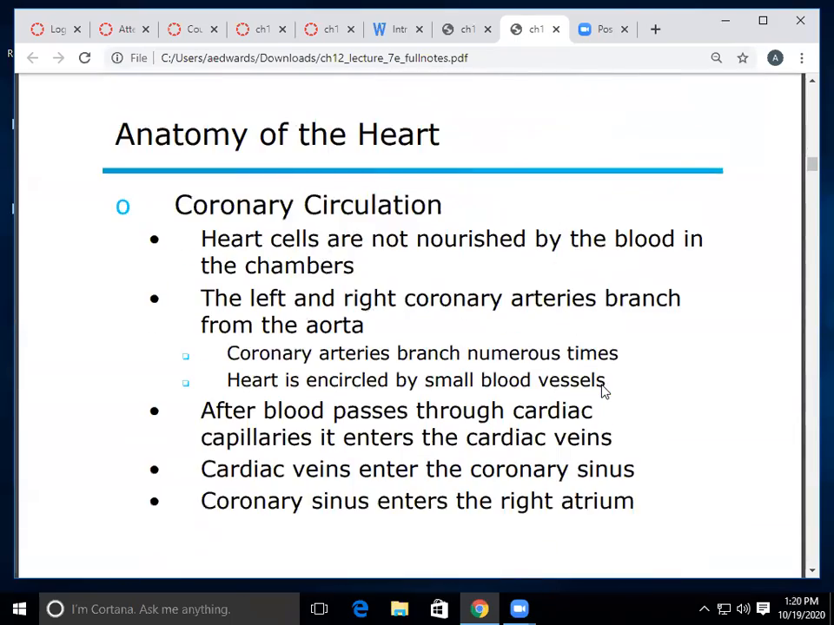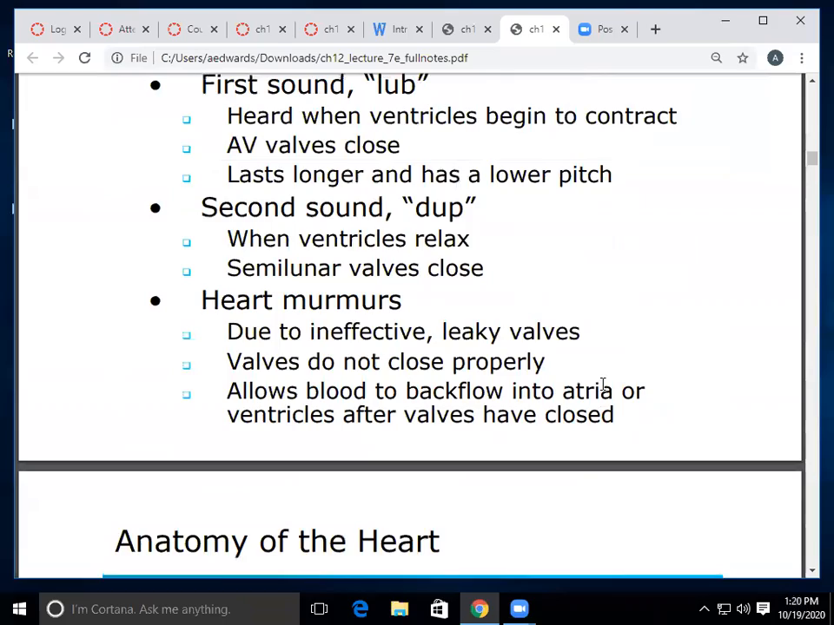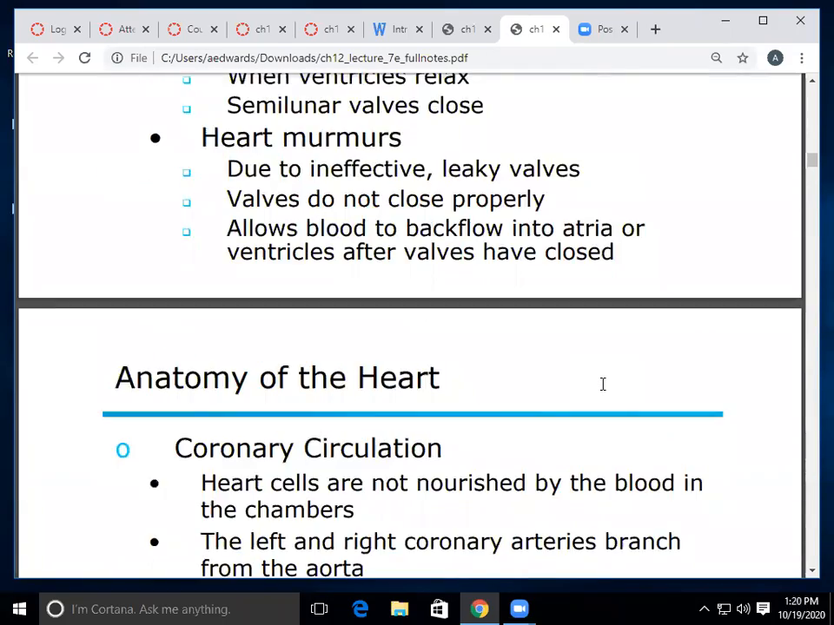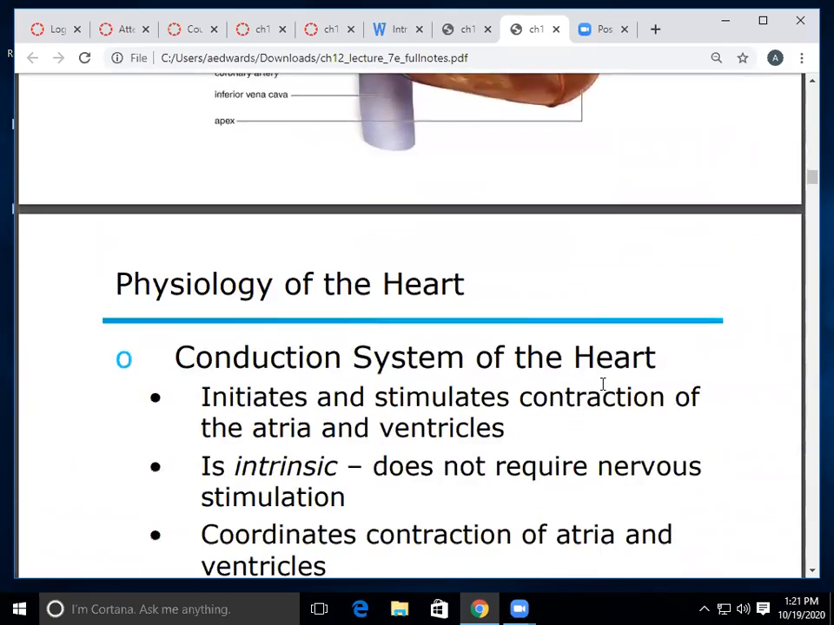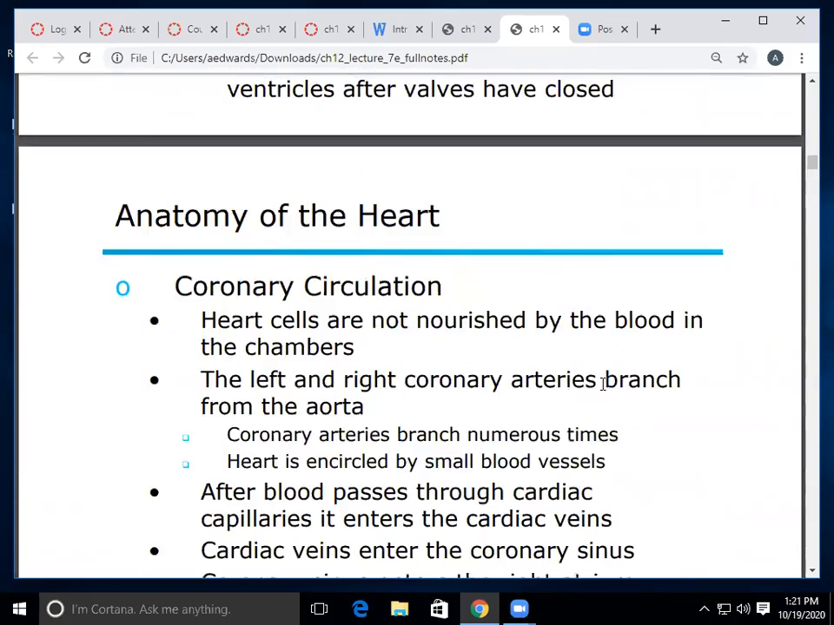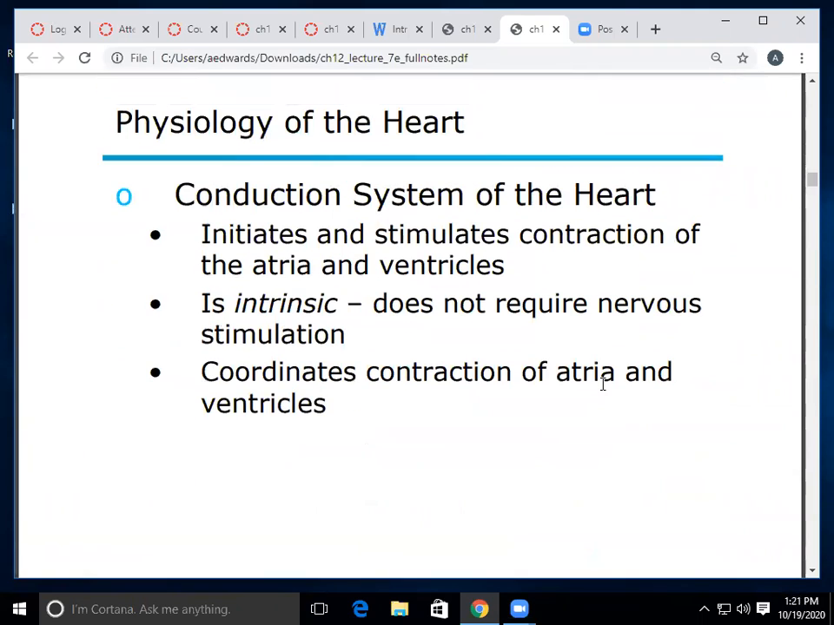All right, so go ahead and talk about the heart sounds and the coronary circulation. I'll give you a minute to talk about that. You can do that at home as well.